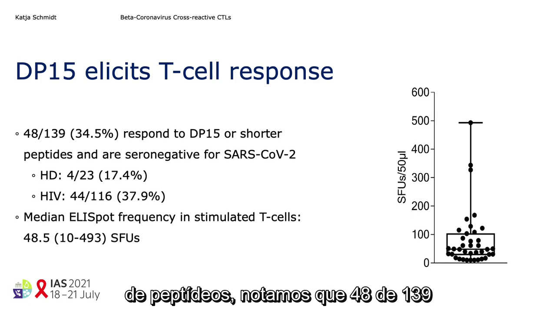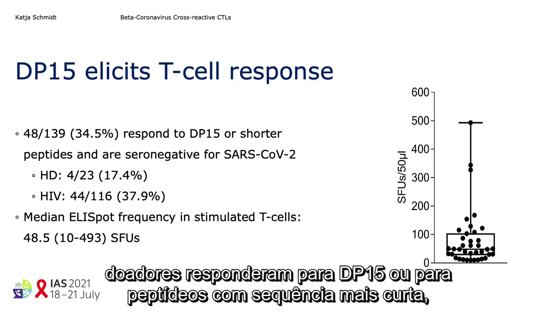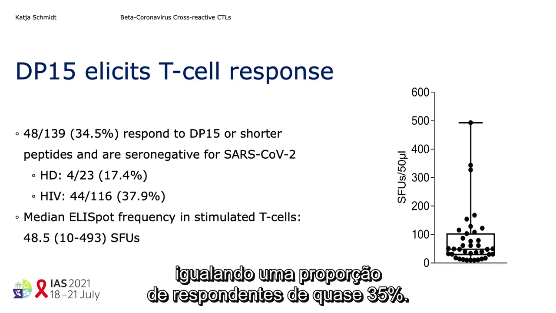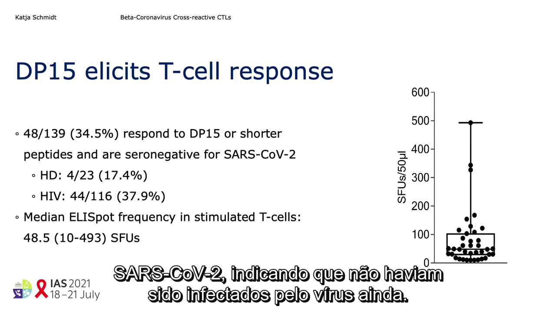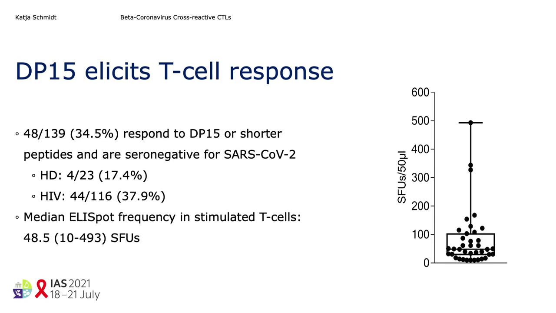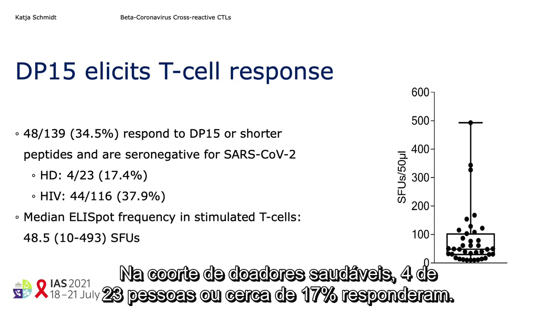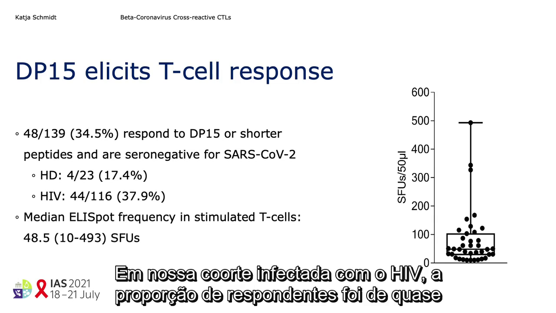Using those peptide stimulation assays, we found that 48 of our 139 donors responded either to DP15 or shorter peptides in its sequence, equaling a responder ratio of almost 35%. Importantly, all those responders were seronegative for SARS-CoV-2, indicating that they have not been infected with the virus yet. In our cohort of healthy donors, 4 out of 23 people, so about 17%, responded. In our HIV-infected cohort, the responder ratio was almost 38%.